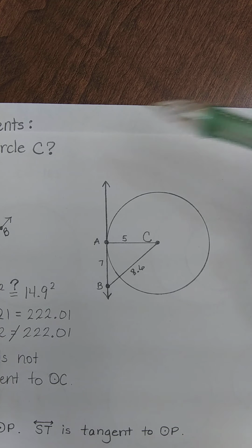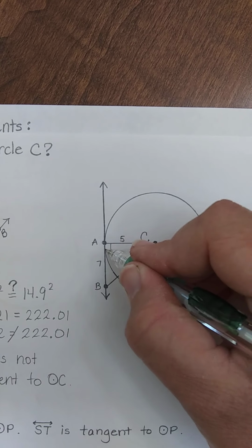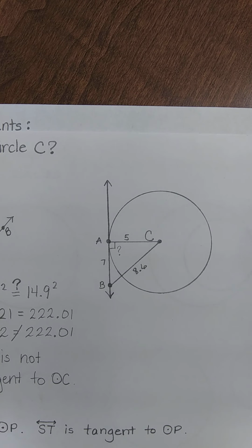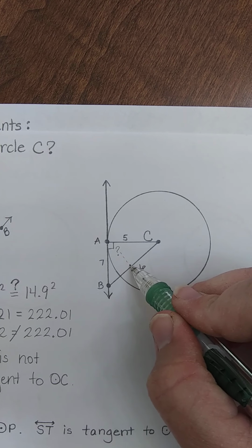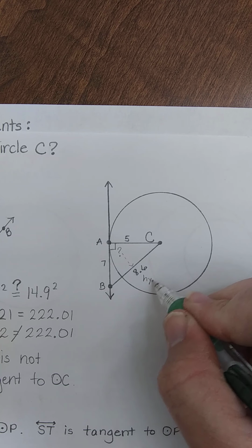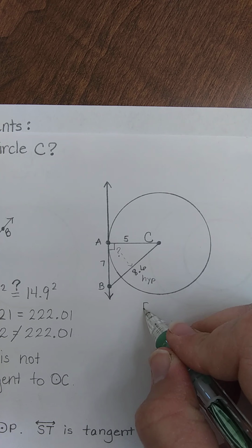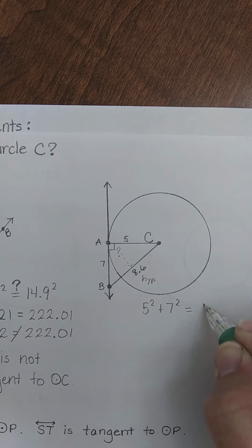So here we are asked if AB is tangent to circle C. If this is a tangent, then at the point of tangency would be a 90-degree angle. So we're asking, is that a 90-degree angle? If it's a 90-degree angle, then the Pythagorean theorem has to hold true. Across from the 90-degree angle would be this side, that would be our hypotenuse. So our legs would be 5 and 7. So 5² plus 7² is equal to 8.6². And that's what we want to know.